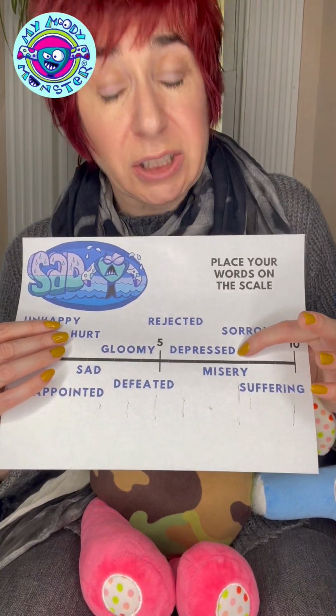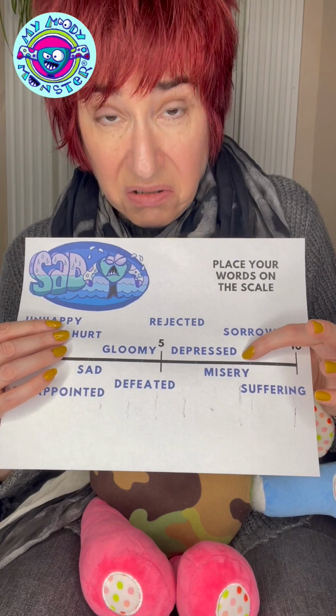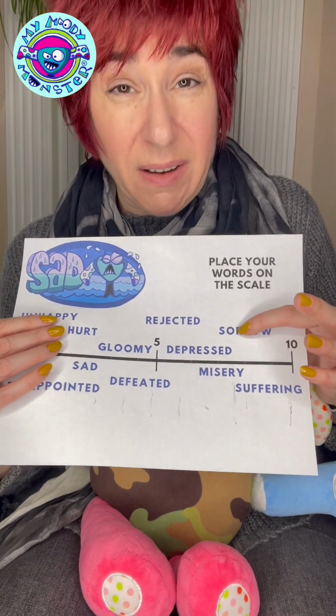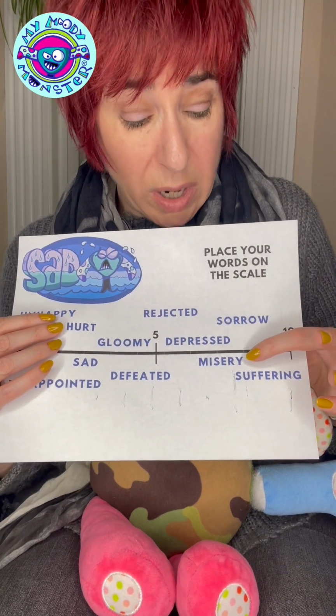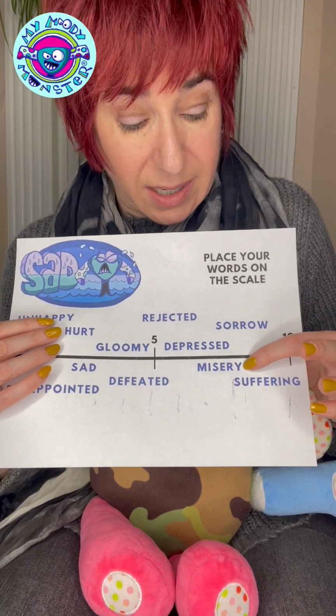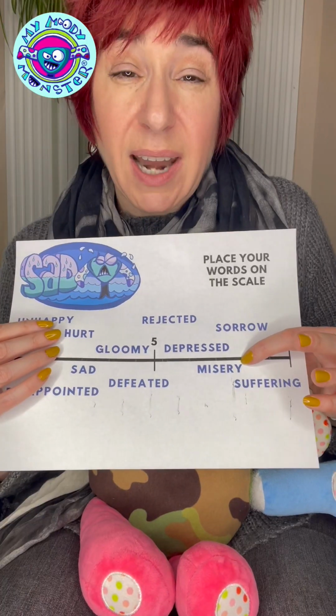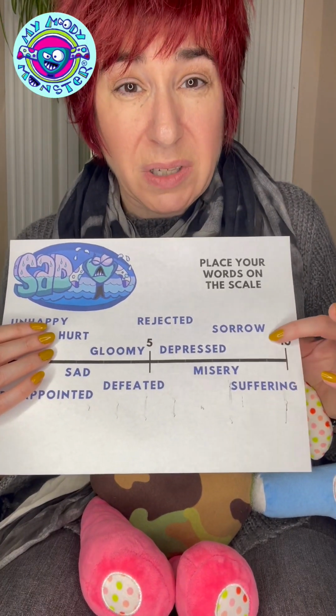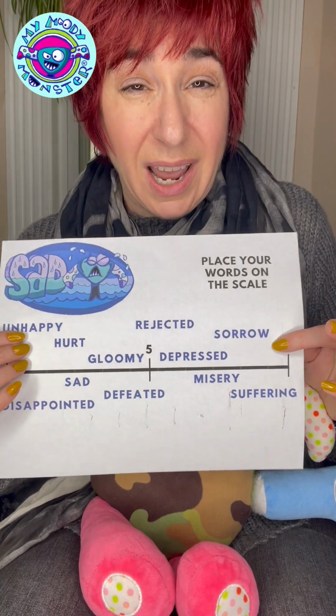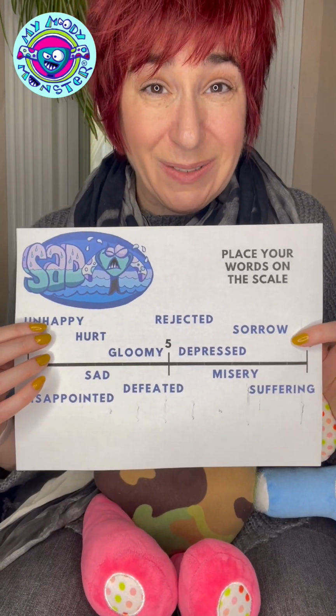Then we go to depression, which is about a 6 or 7, where rejected is going from a 5 to 6. Then we have misery, which is definitely getting up there in intensity for me, about an 8 or so. Sorrow and suffering are the most intense words that I could use for my feelings of sadness.